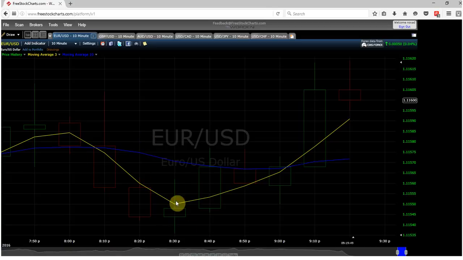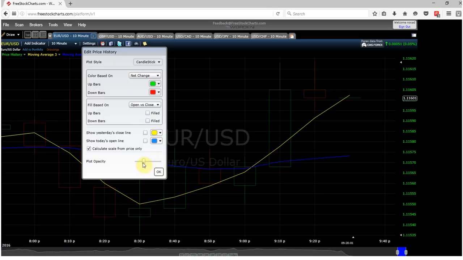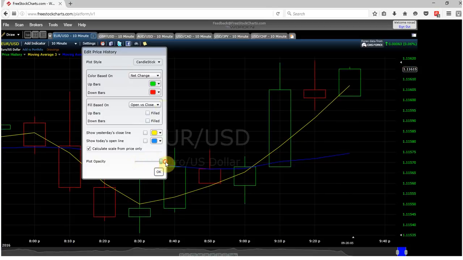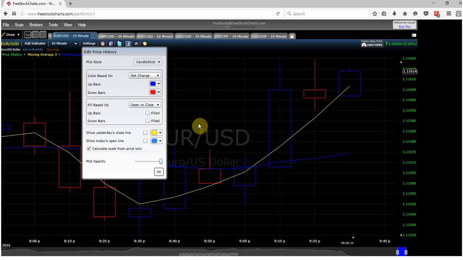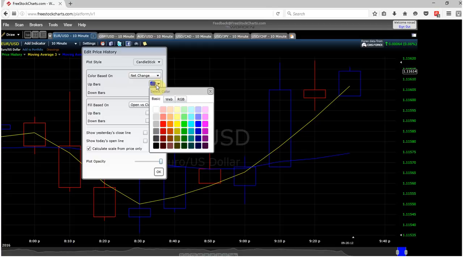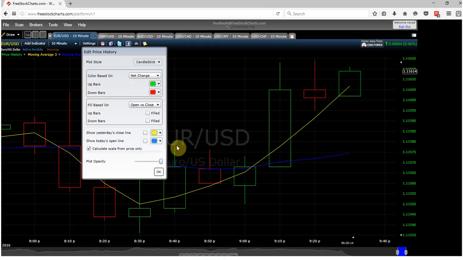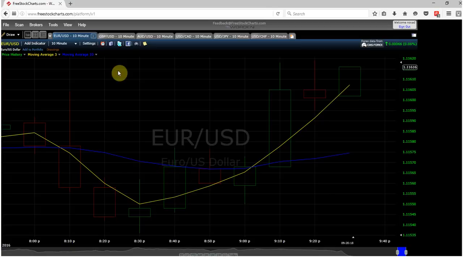And I have these candles. Some people like them filled in. Some people like them darker, lighter. And you can actually change that. Go into settings and plot style. You can change how dark the candles are, or make them lighter, or you can even change them to blue going up. I mean, you can change them to whatever you want to. But this is how I like it. This is just my personal preference.